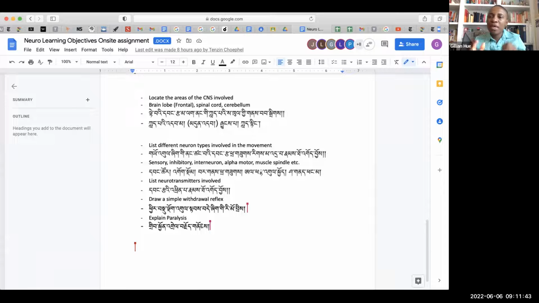So paralysis being almost the opposite of movement. So if you are able to move, if your nervous system allows you to move freely, voluntary movement, or even a reflex, this is a different way of understanding movement than if you look at paralysis, which is no movement.